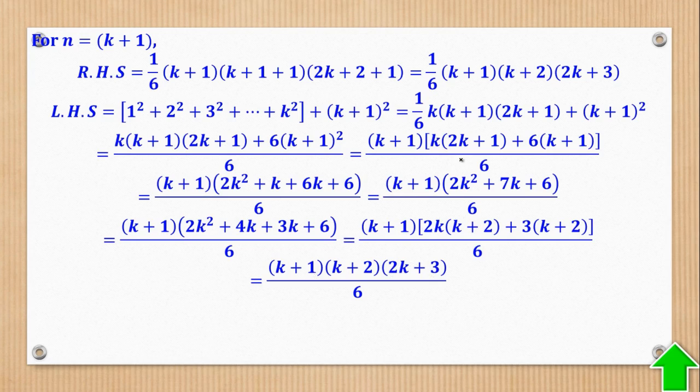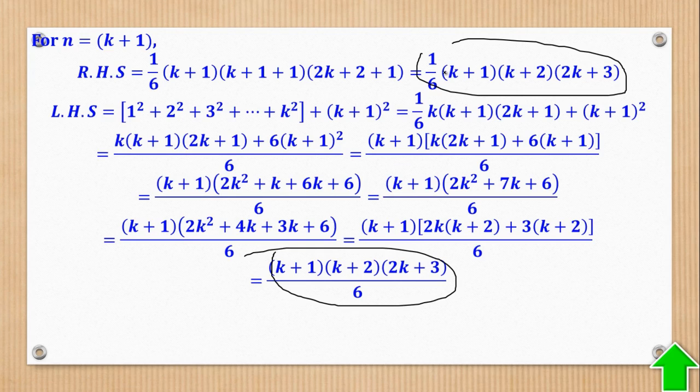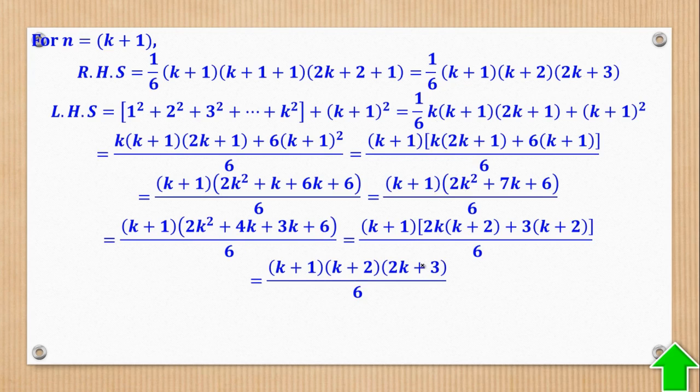Now I think you realize that this and this are the same, because we have 1 over 6, which is this. We have k plus 1, which is this. K plus 2, which is that. 2k plus 3, which is that. So because left hand side is equal to right hand side, then it is true for n equal to k plus 1.